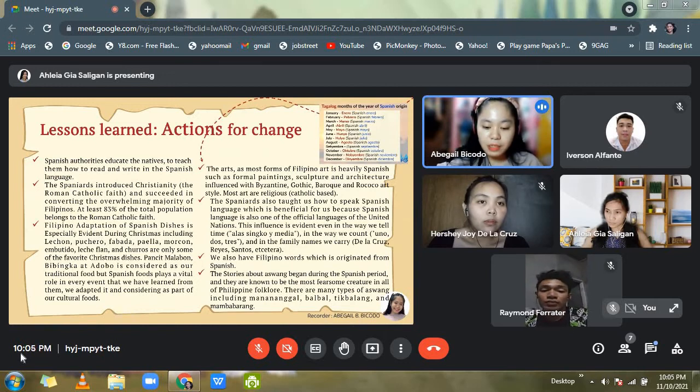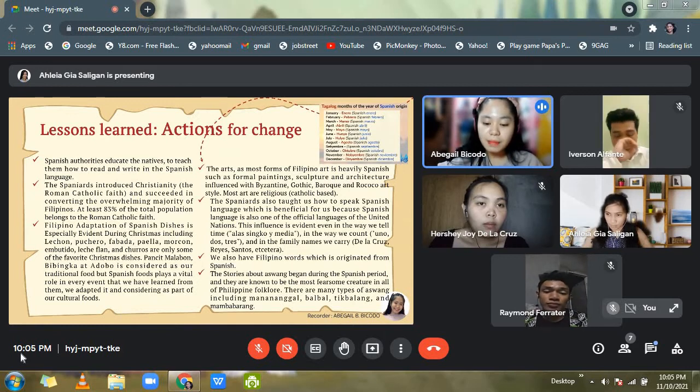Next, the Spaniards also taught us how to speak the Spanish language, which is beneficial for us because Spanish is also one of the official languages of the United Nations. This influence is evident even in the way we tell time, for example, alas dos, alas tres, alas 5:30, in the way we count, for example, uno, dos, tres, cuatro, which means 1, 2, 3, 4. And in the family names, we have Cruz, De La Cruz, Reyes, Santos, and so on.